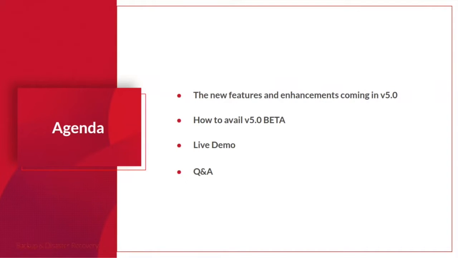The agenda for today's webinar is the features and enhancements that are going to come, as well as how to avail the beta version of 5.0. Then you will have a live demonstration. If we have time, we will discuss the Q&A in the session itself. If not, no issues. We have Nivas who will be sending you the mails, so if we are not able to cover this in the Q&A session, you can have your questions answered by mail.